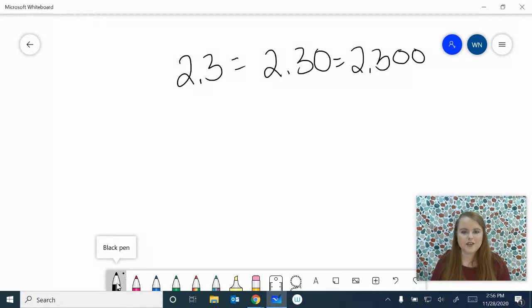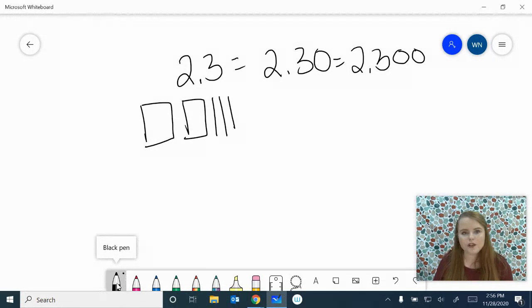300/1,000. They're all the same because I would represent them with 1, 2 flats and 1, 2, 3 longs. Same here. We would have 1, 2 flats and 1, 2, 3 longs because there's 0 hundredths. And it would be the same all the way across. Adding zeros after the decimal point does not change the answer.